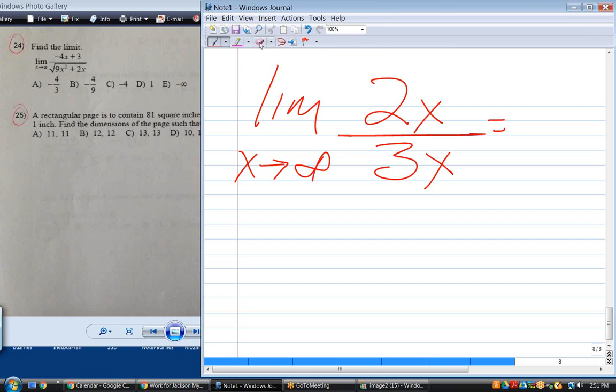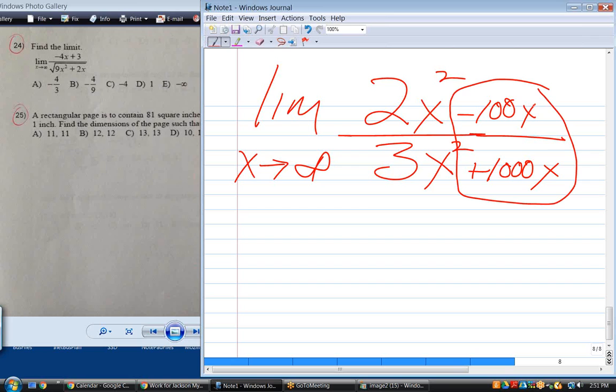In fact, let me change this even more. I'm going to make that squared. I'm going to make that squared. And I'm going to subtract 100x. And here I'm going to add 1000x. In other words, these things do nothing to the limit. The limit is based only on the highest degree polynomial.